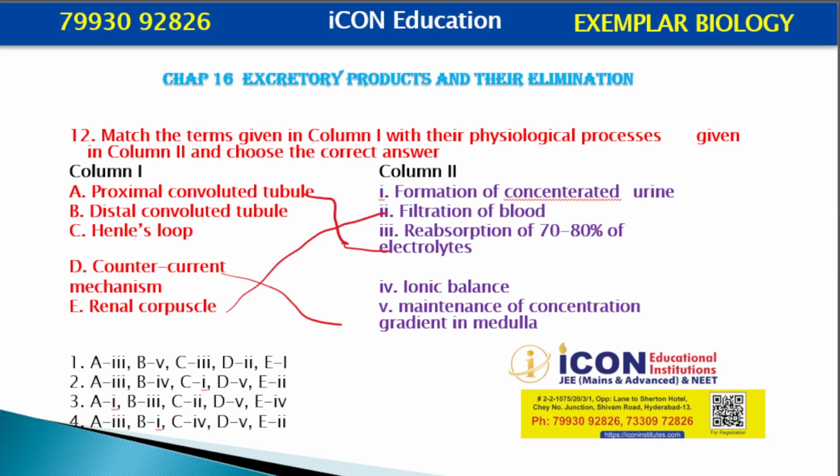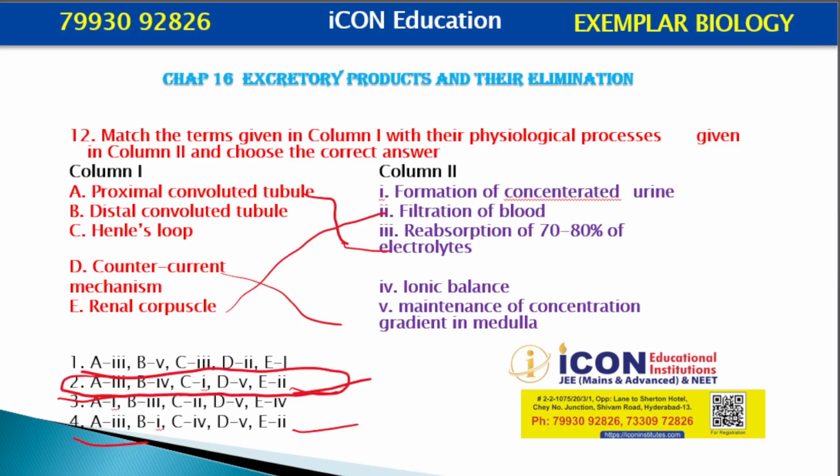E is given as 2, filtration of blood. So E2 is there in the second option and in the fourth option. So let's start from the options. A3, okay, A3 is correct. B4, so B is going to be the deciding factor. B4: distal convoluted tubule for ionic balance, or distal convoluted tubule for formation of concentrated urine. Distal convoluted tubule for ionic balance is the best one, I think we can select. So B4. Let's see, C is given 1, formation of concentrated urine, correct. D is given 5, maintenance of concentration gradient, correct. E2 as well. So I am selecting the second option.